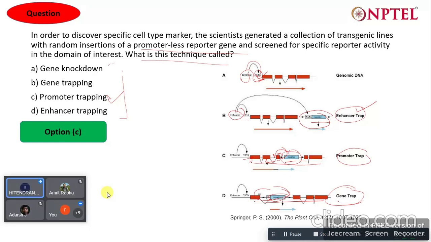Yeah, we can use Agrobacterium-mediated insertion also, because that's a random process. So that's how we generate transgenic lines with random insertions.